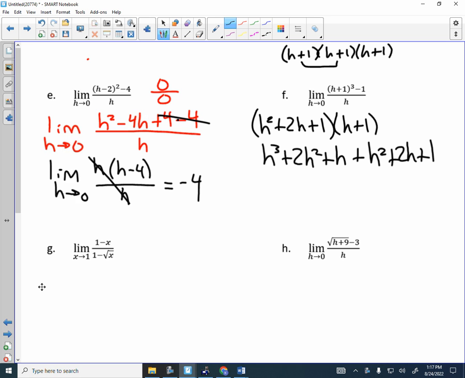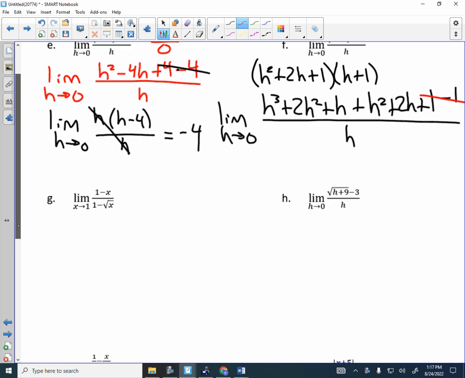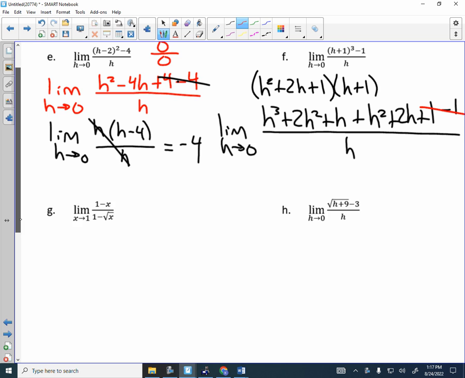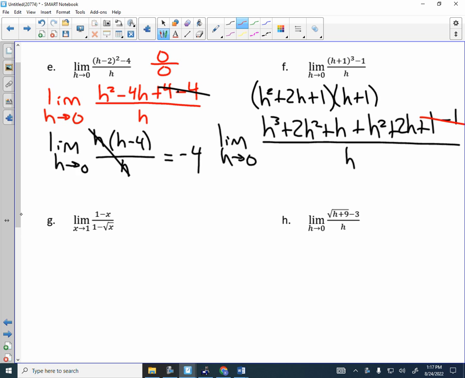What's after that? Minus 1 divided by h. Limit as h goes to 0. What happens? Okay, the 1's cancel. And I heard somebody say simplify. Let's say combine like terms. So let's check out some terms that we would like to combine. So I have h cubed plus 3h squared plus 3h all over h. Limit as h goes to 0.